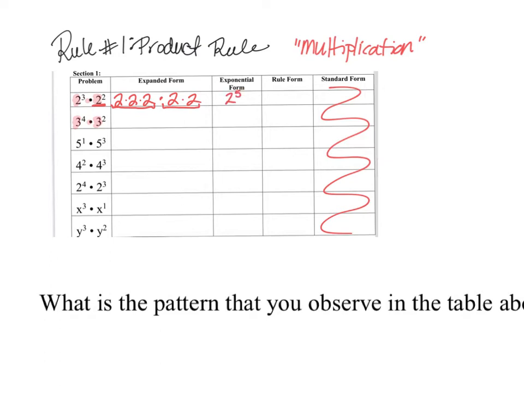I'll walk you through the next one, okay? We had 3 to the 4th. So 3 to the 4th is 4 factors of 3: 1, 2, 3, 4. And I've got to multiply that by 3 squared, so times 3 times 3. And then if I count all of the factors of 3 that I have multiplied together, there are 6.